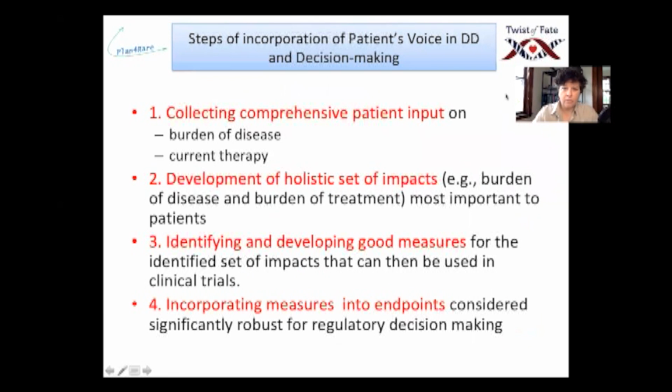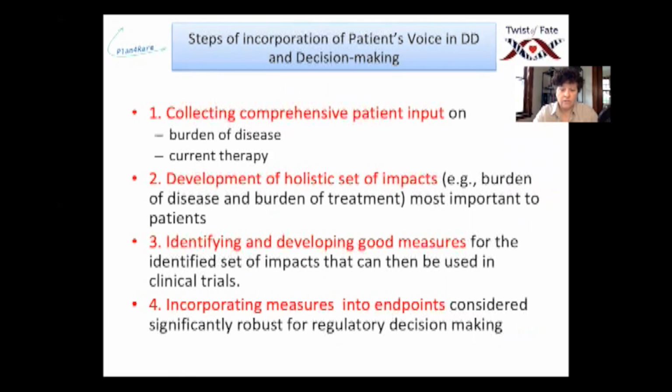So the big plan over the next few years with Andrea and with Twist of Fate for the ATS patients is first to collect comprehensive patient input. So as much data as we can from every one of you on the burden of the disease and the current therapy. Then we need to develop a holistic set of impacts that are the most important for the patients. Then from that, we will identify and develop good measures for the set of impacts, and that will be used for the clinical trials to test the drugs on patients.